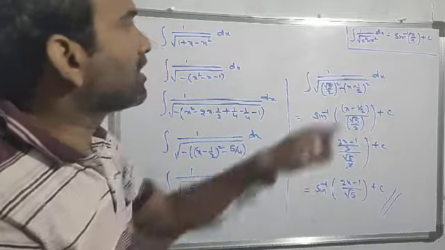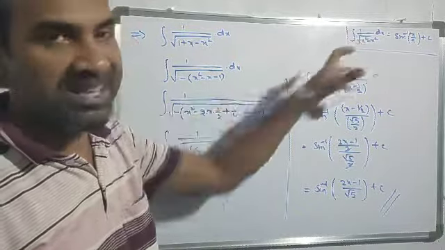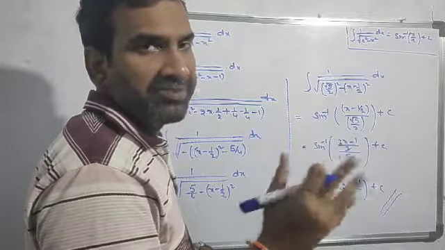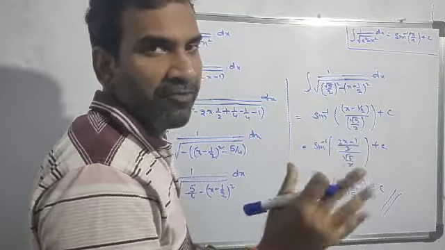Here I am doing the problems of integration of 1 by square root functions. Now I am taking a square minus x square. Next, I will take a square plus x square. Next, I will take x square minus a square. Mainly three types of 1 by square root functions. In those three types of function, I am choosing the first one.